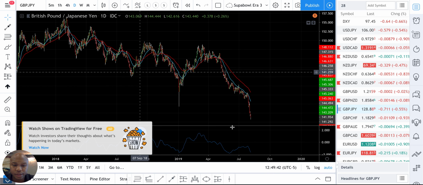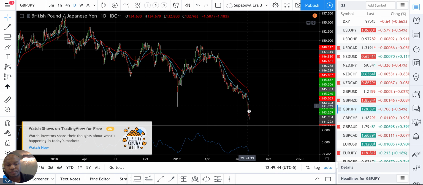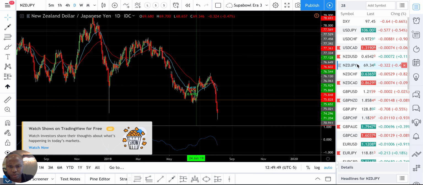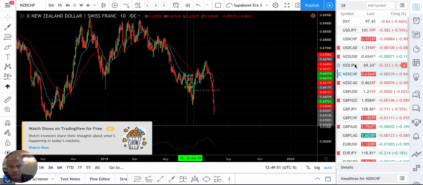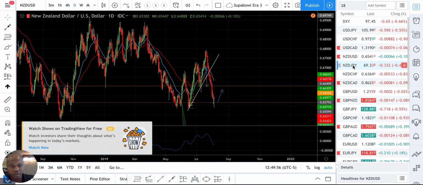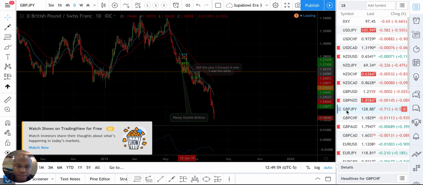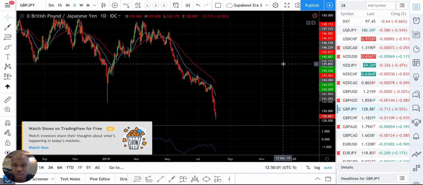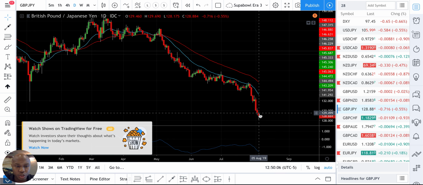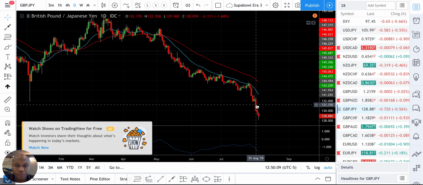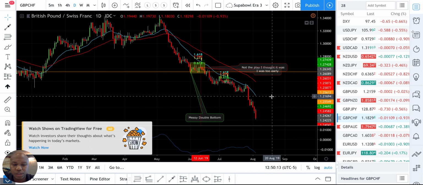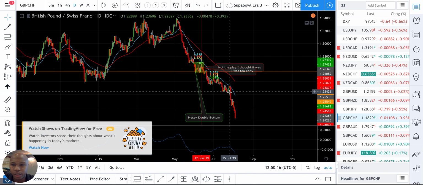GBP JPY, a drop down. This one's off to the races, just like I think it was NZD JPY. And CHF, both of these are just off to the races right now, man. It's not time. You know what I mean? And maybe that's something that's going on with the JPY pairs. But yeah, these are off to the races. This is kind of showing signs of slowing up. We'll see if it actually has like a reversal candle. That's the only way I would consider looking at that for a trade.